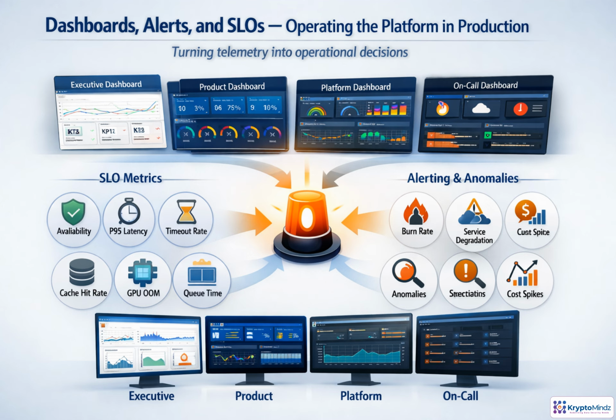Alerts should focus on impact and urgency: error budget burn, provider degradation, drift, cost spikes, and quality regression. Finally, separate dashboards by audience. Executives need risk and trend. Product needs user impact. Platform teams need causes. On-call needs action.